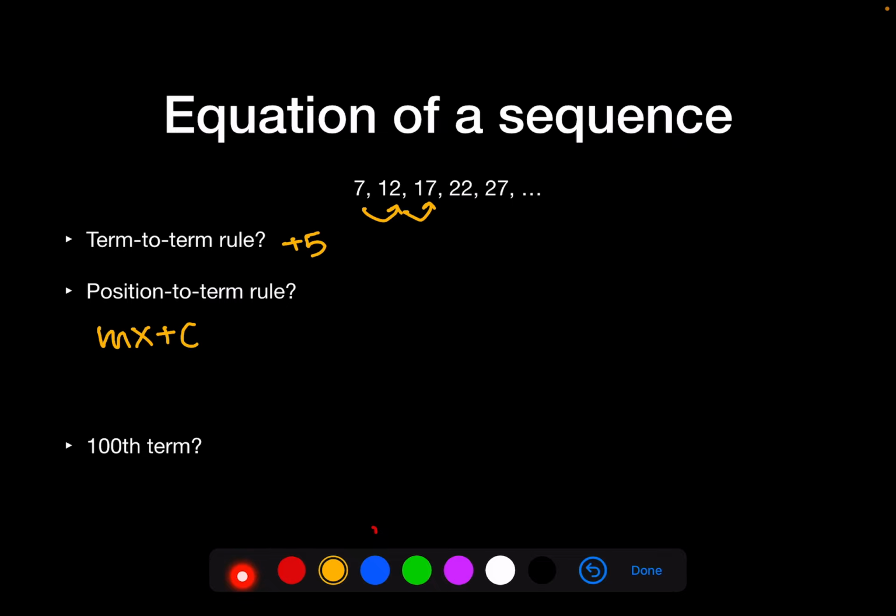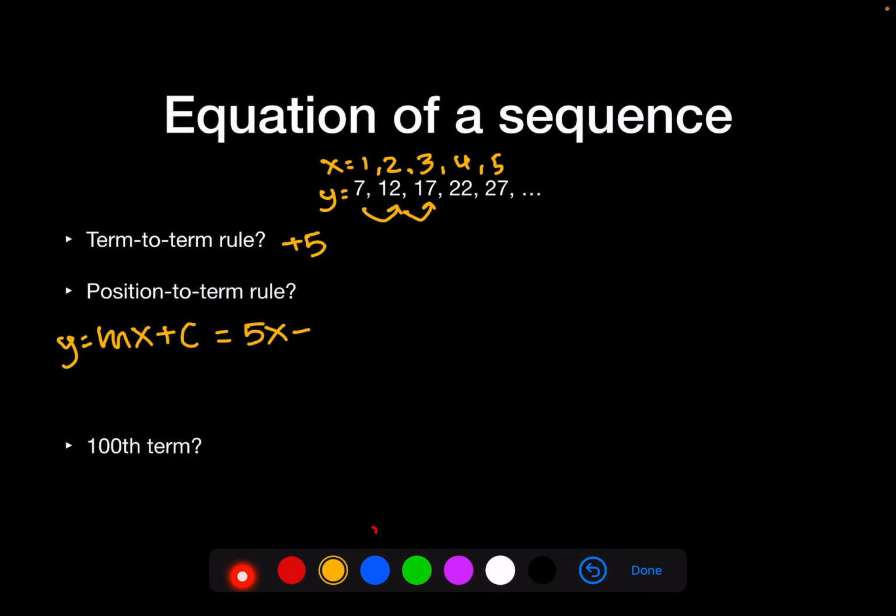What is x? x is basically the position number here. So if this is our function, then x here would be equal to 1, 2, 3, 4, 5, and so on. We're just mapping the x to the y. If I call this y, you can see how this relates to our table earlier. Let me just write that down for you. You want to figure out what mx plus c is equal to. Firstly, what is m? Like we investigated earlier, m is just the term-to-term rule. So in this case, m would just be equal to 5.